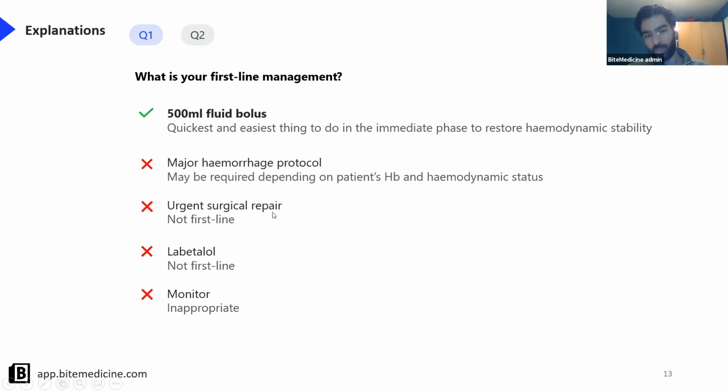That's why surgical repair is not the first thing you do. You need to stabilize the patient first. Always remember A, B, C, D, E.